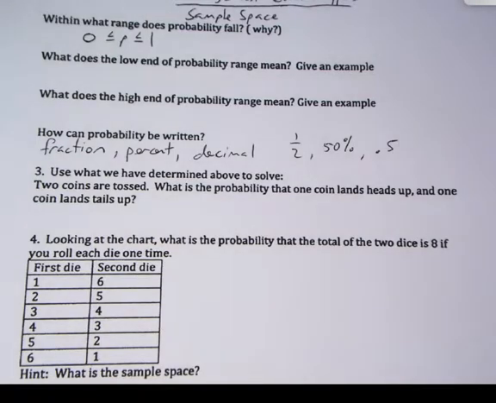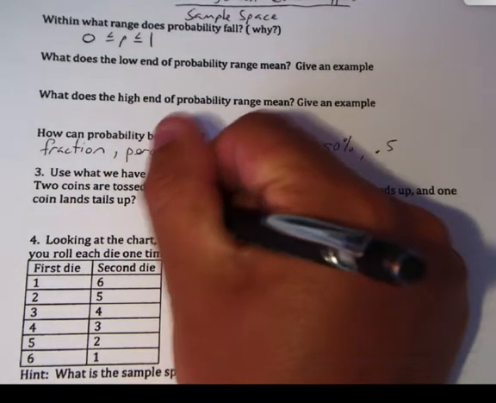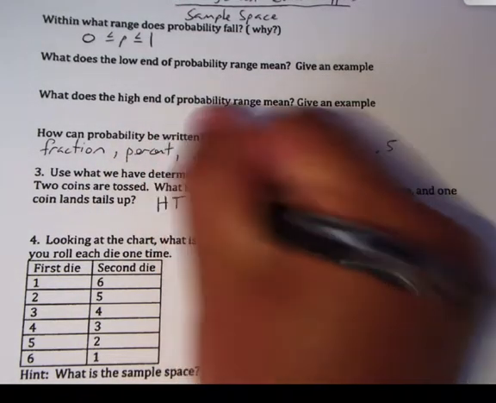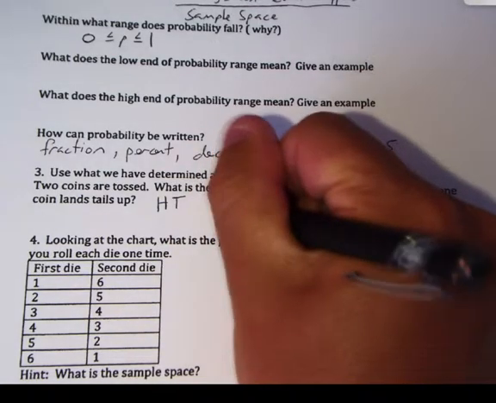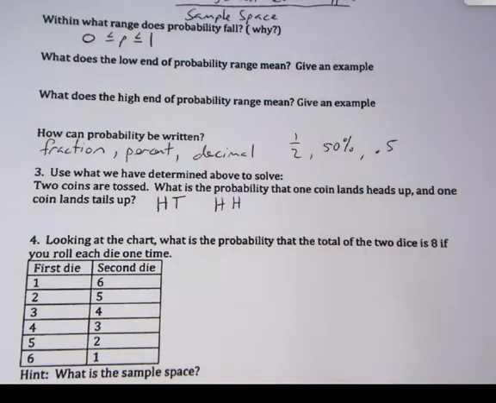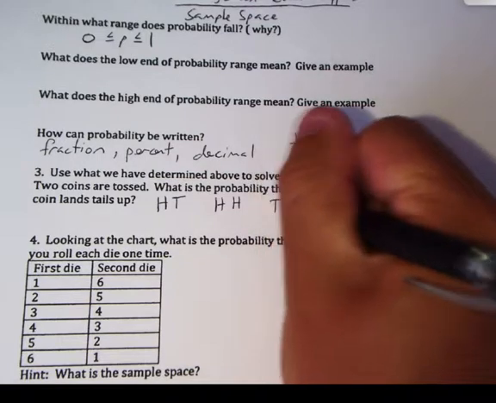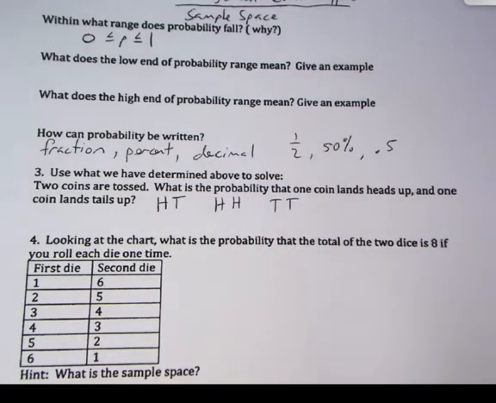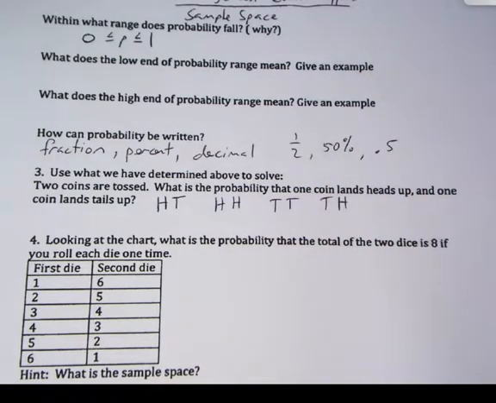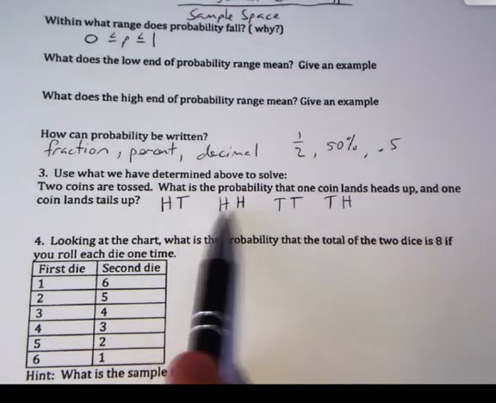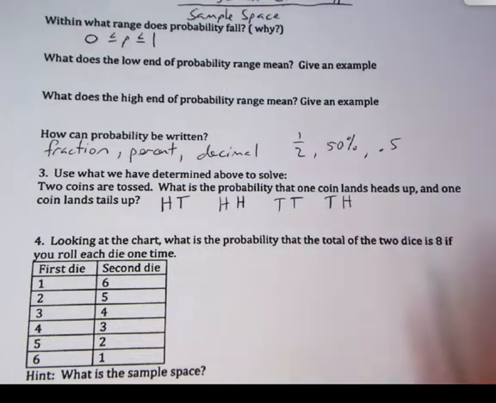Let's think about all the things that could possibly happen if you flip one coin and then another coin. You could get a heads and a tails. You could get a heads and a heads. You could get tails and tails, and then you could get a tails and a heads. These are the 4 things that could happen when you flip these 2 coins. Well, so if I list these out, there are 4 things that could happen. That's your sample space right there.